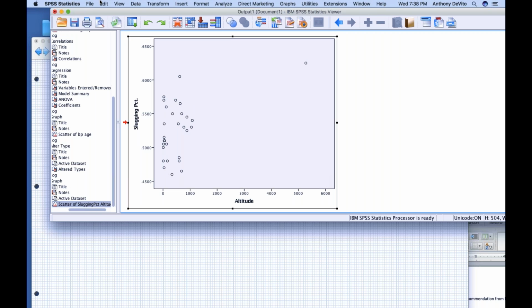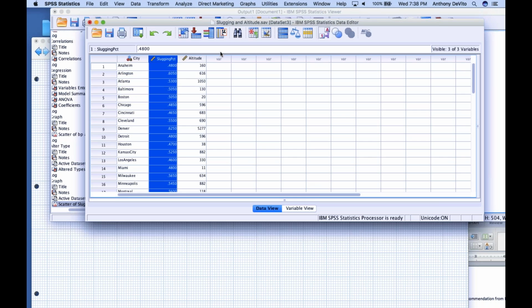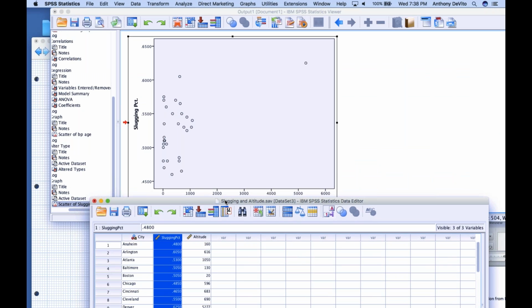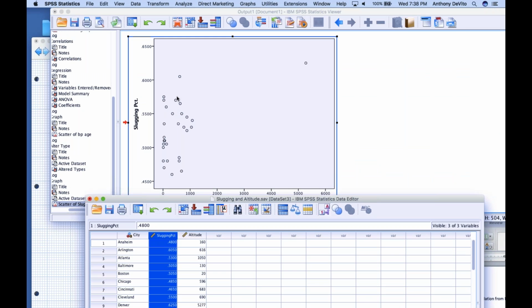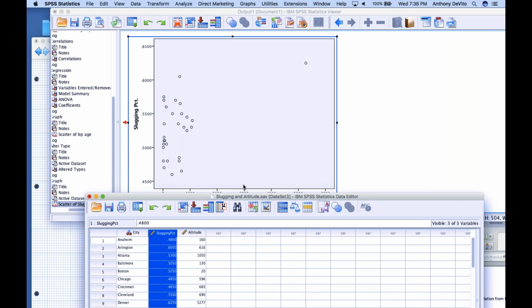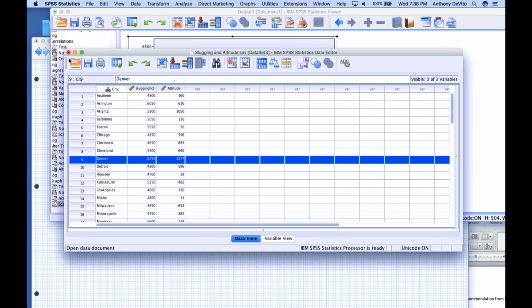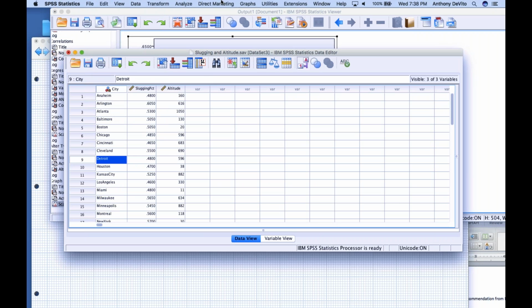So let me go into the data here and see which one that was. That was a slugging percentage of, that's probably an entry error, an altitude of 5,000, and a slugging percentage of, let's see, I should be able to find it from the altitude. Altitude of 5,000, that's Denver, that's probably that one. I'm going to delete that one. Okay, let me redo this.